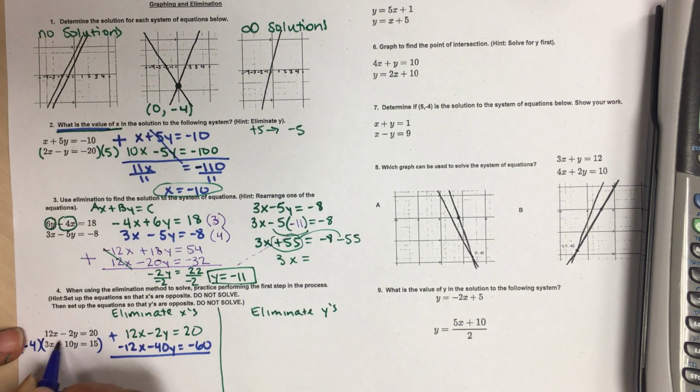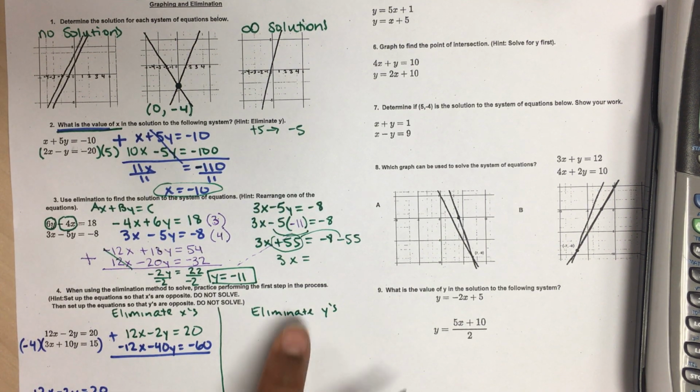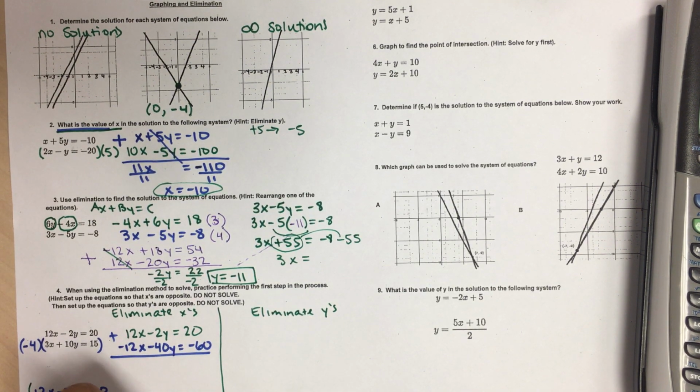Okay, so this is just this problem copied one more time. If I want to eliminate the y's, how can I make a 2 into a 10 by multiplication? What do I need to times this by to get a 10 here? Well, by 5.